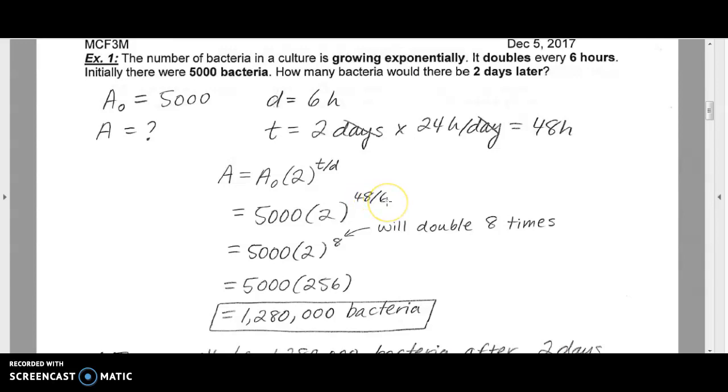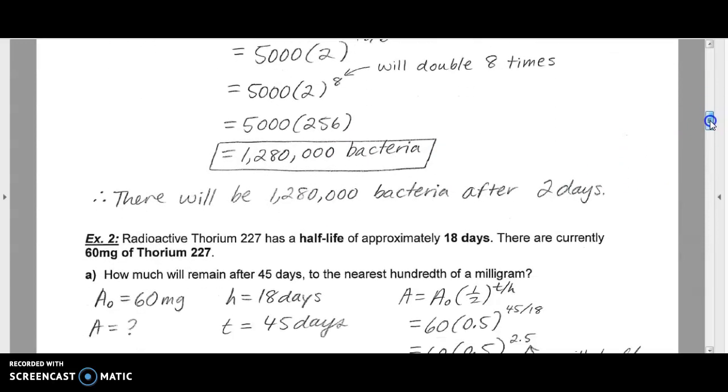48 divided by 6 reduces to 8. And just remember, when you get to this point, don't do 5,000 times 2 first, because exponents come first in BEDMAS. So we need to do 2 to the power of 8, and then multiply by 5,000. Then your final answer is 1.28 million, or 1,280,000 bacteria after 2 days.